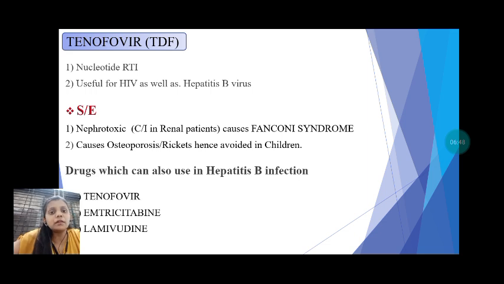Now we'll see which drugs can also be used in the hepatitis B infection. There are three drugs. One is the tenofovir, second emtricitabine, and the third is the lamivudine. These are the three drugs which can also be used for the hepatitis B infection.